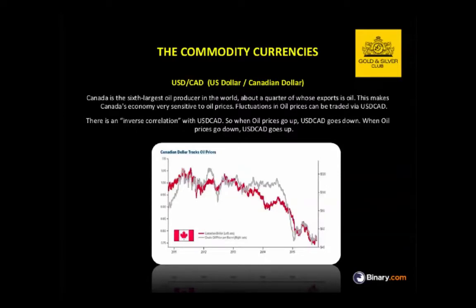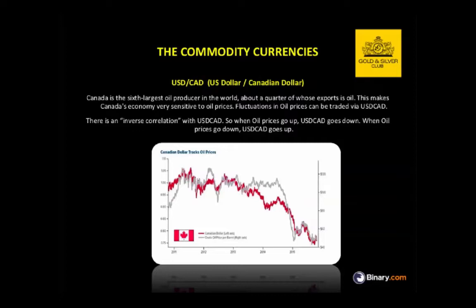Then we have US dollar, Canadian dollar. Canada is the sixth largest oil producer in the world, about a quarter of whose exports are crude oil. This makes Canada's economy very sensitive to oil prices. And again, fluctuations in oil prices can be traded via US dollar, Canadian dollar.